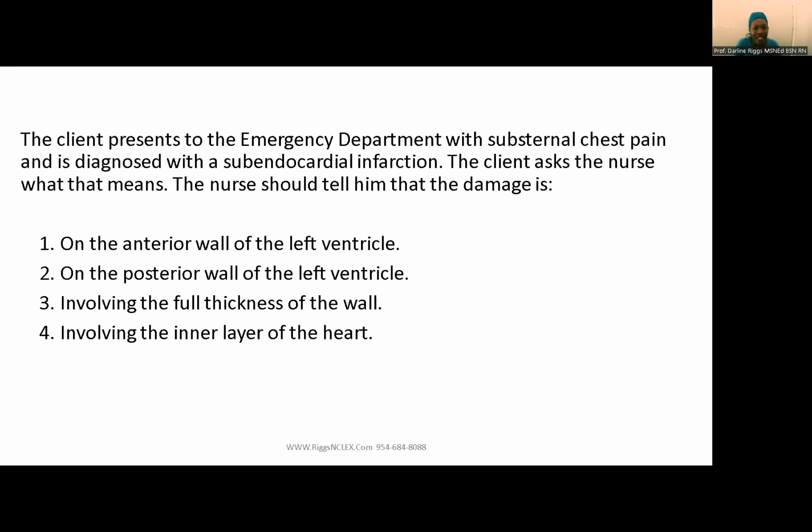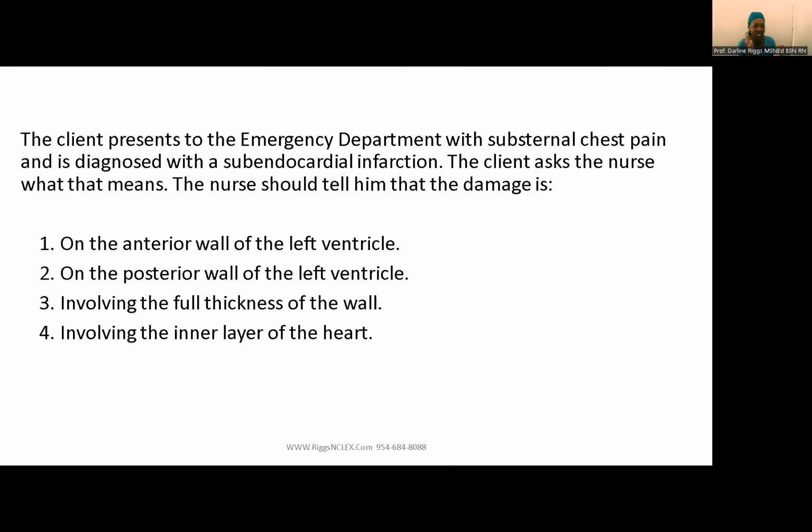The client presents to the emergency department with substernal chest pain and is diagnosed with subendocardial infarction. The client asks the nurse, what does that mean? The nurse should tell the client that the damage is: 1, on the interior wall of the left ventricle; on the posterior wall of the left ventricle; involving the full thickness of the wall; involving the inner layer of the heart.